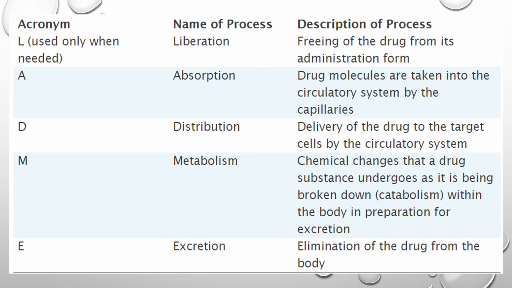So again, our little acronym here, ADME. We have absorption. This is where the drug is actually taken into the circulatory system, so the circulatory system's involved here. Distribution: again, we're using that circulatory system to distribute or deliver the drug. Then we have metabolism, and this is where we're changing the drug as it's being broken down. Metabolized just means that we're breaking down. Another term, catabolism, is breaking that original form down into something else. And then ultimately excretion, which is elimination, or removing the drug from the body.